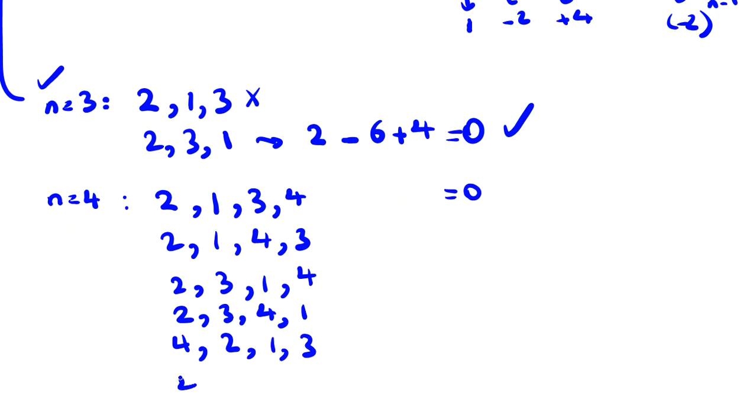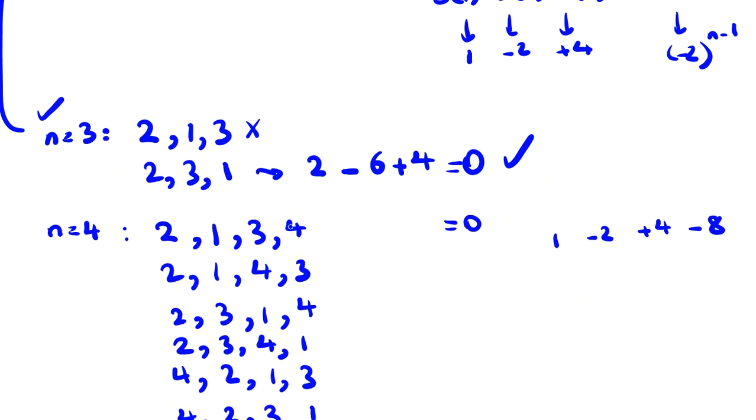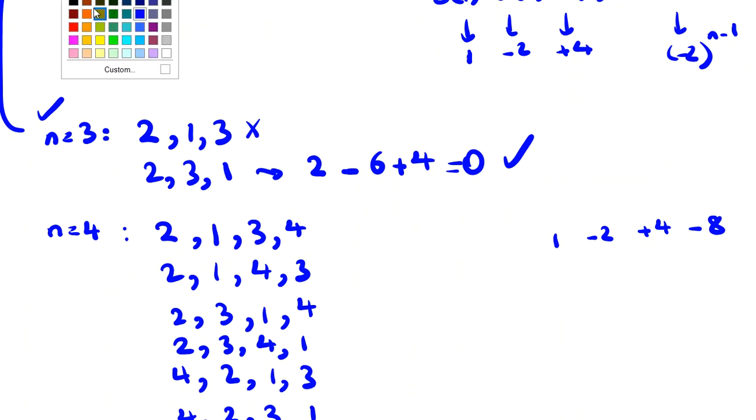And the next one will be 4, 2, 3, 1. Now I know the first one I should multiply by 1, the next one by -2, the next one by +4, and the last one by -8. So if I check for each of them, let's see what we reach. If I write the rest of that with black, this one.